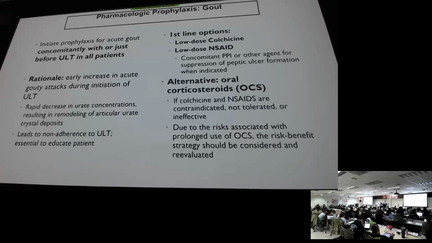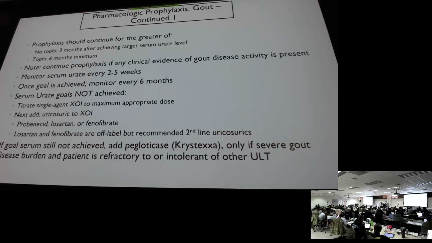When you're starting one of the three choices for ULT, usually the XOI first. Use the corticosteroids last as a prophylaxis if you can't do low-dose colchicine or NSAIDs. And then basically there's some timing. You're going to keep them on the prophylaxis based on whether they have no tophi for 3 months, or a minimum of 6 months if they have tophi. That's more clinical case management. I won't ask you a specific question on that.